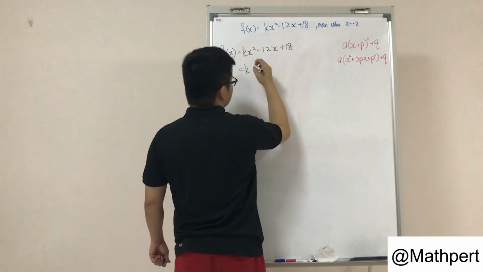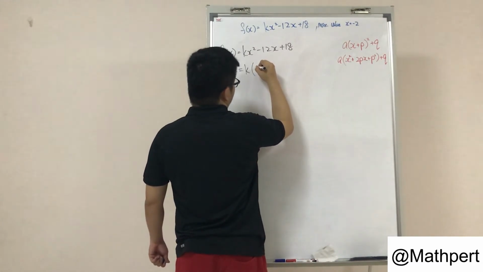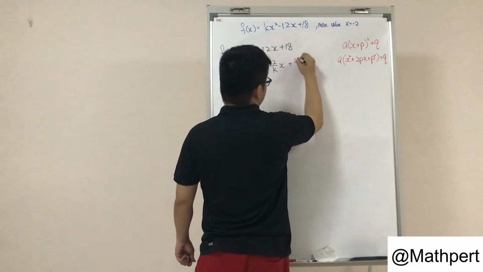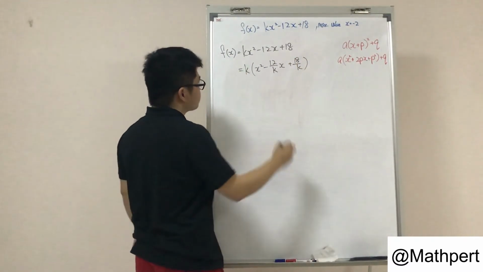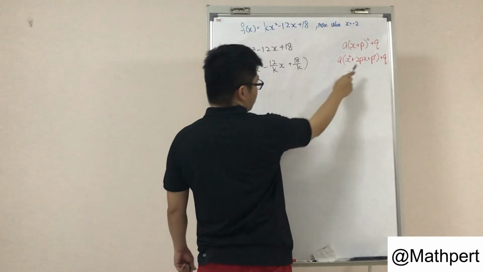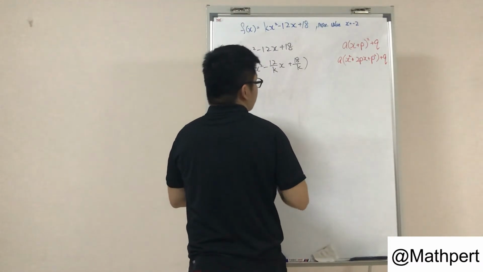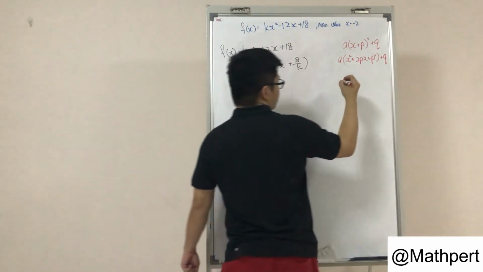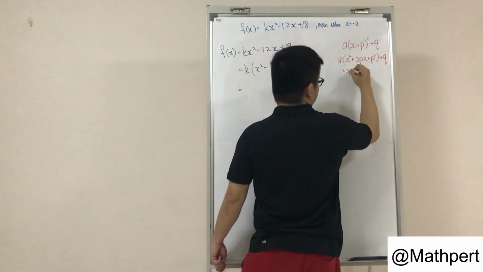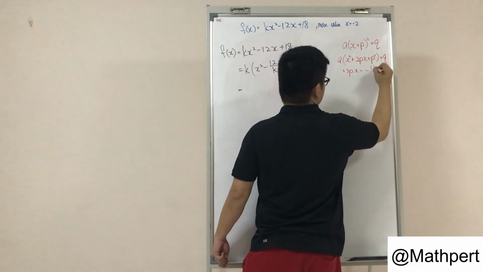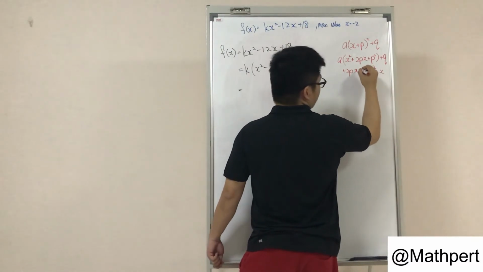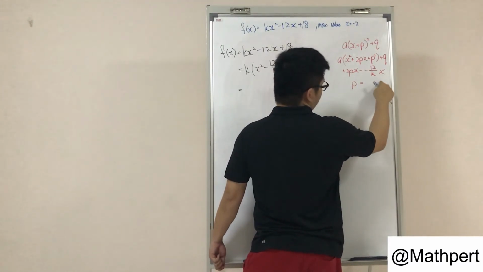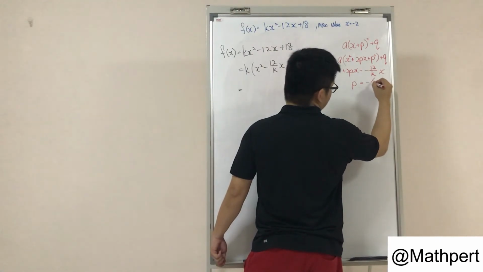Take out the k, it will become x squared minus 12 over k x plus 18 over k. So from here we know, by comparing x squared, 2px, this is negative 12 over k x. So positive 2px equals to negative 12 over k x. So x and x, we cancel it out. So p is equal to, moving the 2 over here, negative 6 over k.